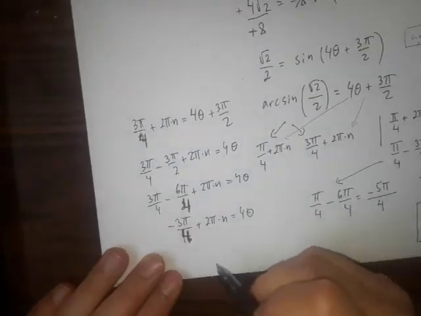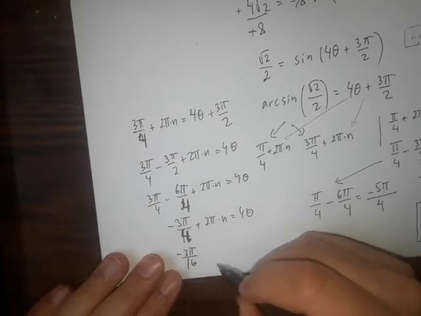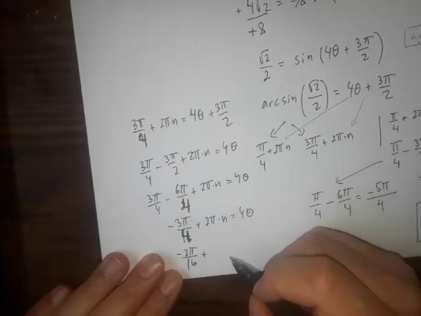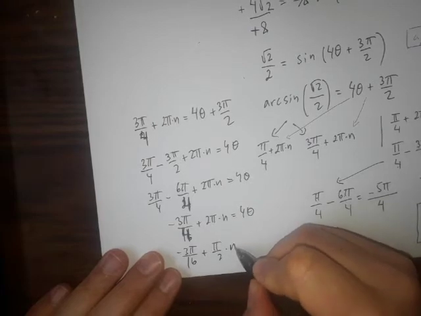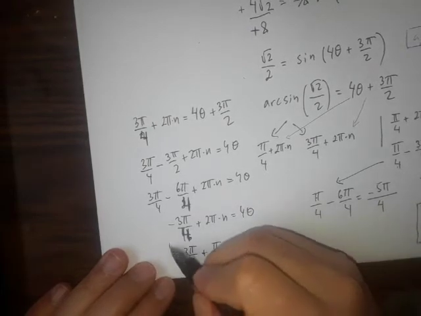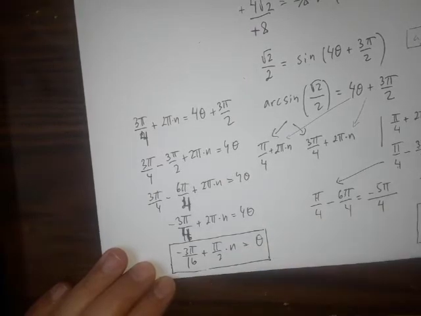And now I divide everything by 4, so we're going to have now, yes, negative 3 pi over 16 plus pi over 2 times n equals theta. So this is the other answer. The problem is that we are not done.